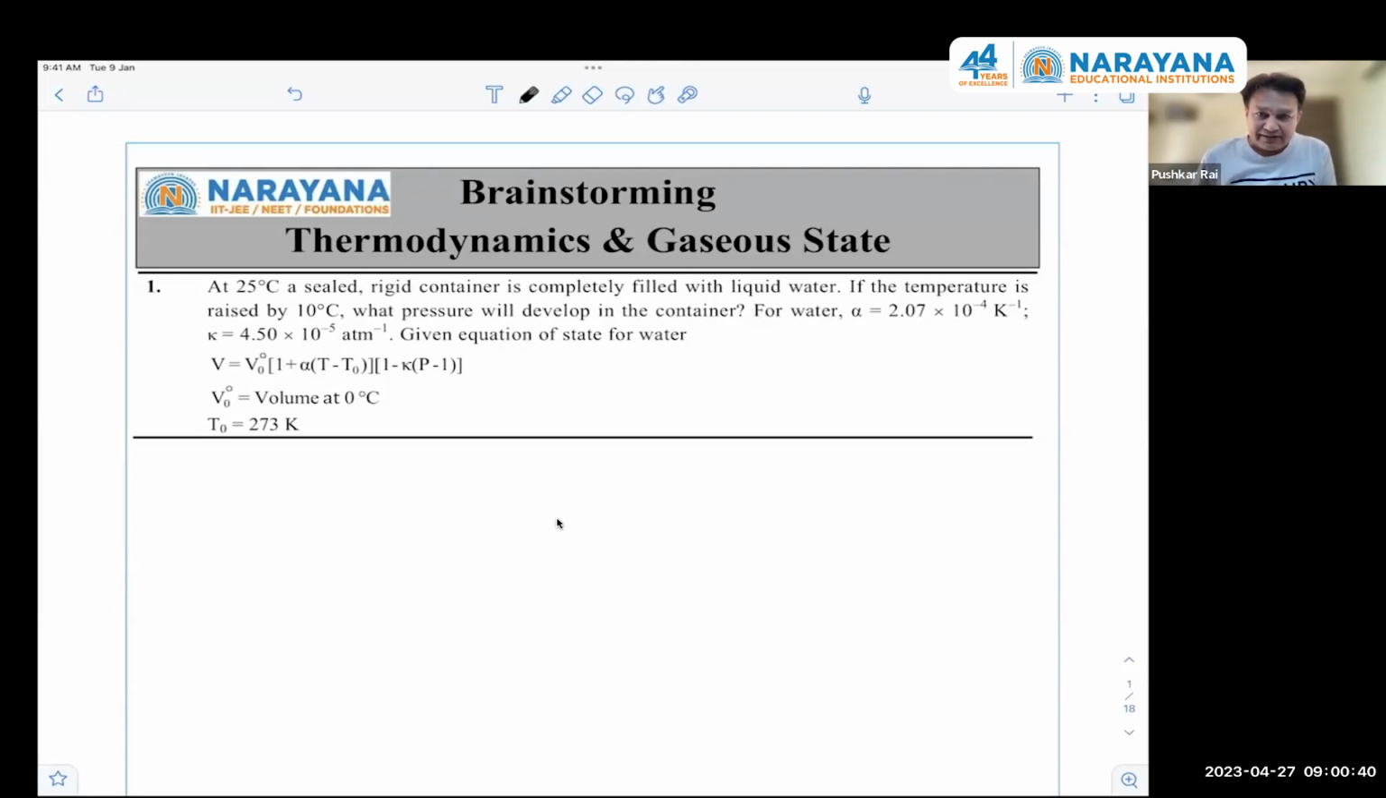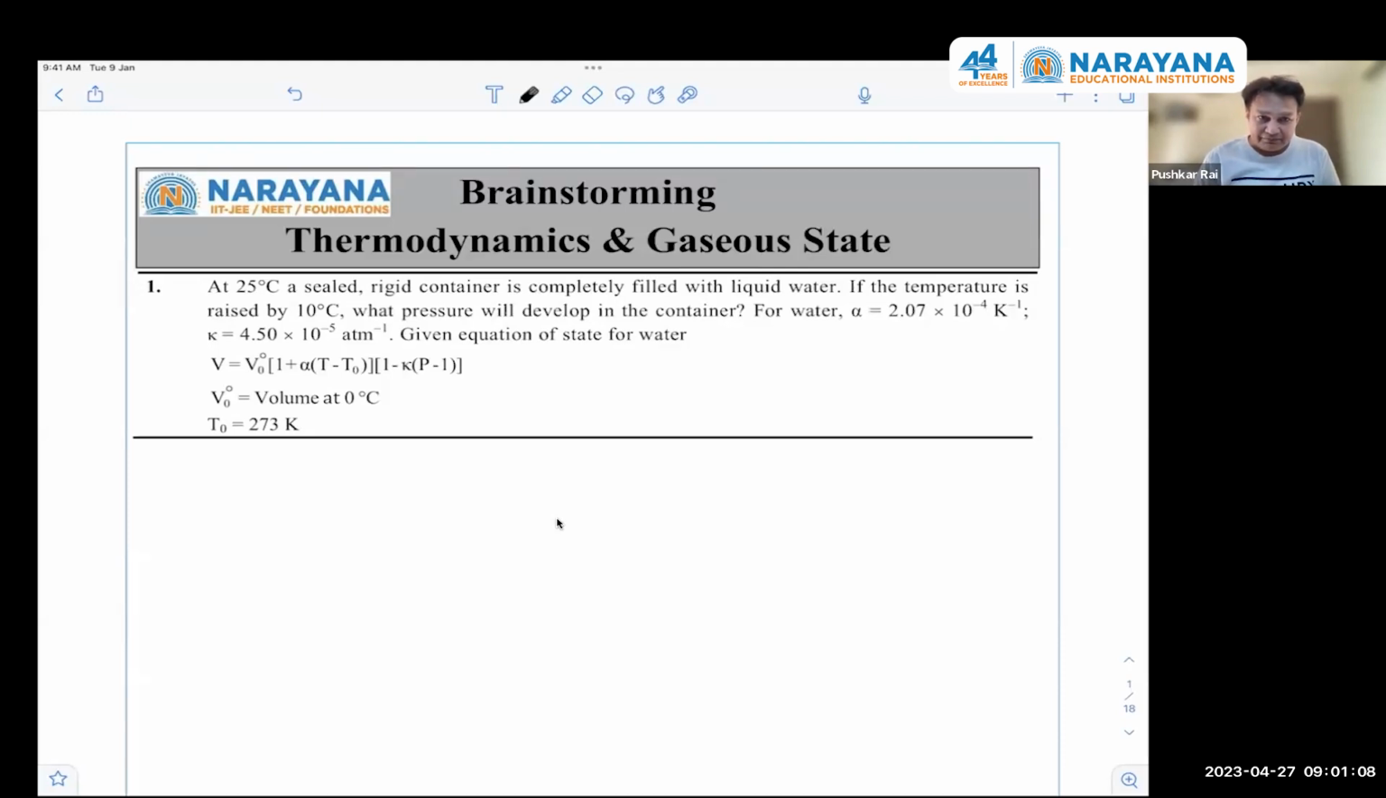Some constant alpha is there, and you can see that the unit of alpha is what? Kelvin inverse. So this is somehow related with the temperature. And K is equal to 10 to the power minus 5 ATM inverse. So you see that alpha is multiplied by T, so it is a dimensionless quantity, alpha T.